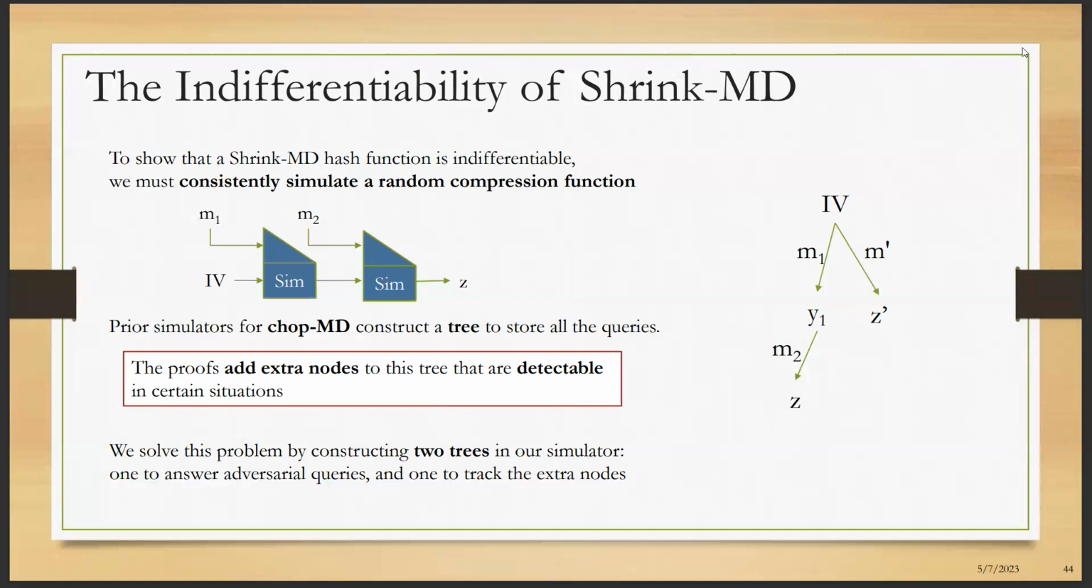But since these nodes change the simulator state, they can change its responses slightly, and that can be detectable in certain somewhat unlikely situations. So our simulator avoids this by constructing 2 trees, responding to adversarial queries with one and using the other internally and bounding the probability that they diverge.